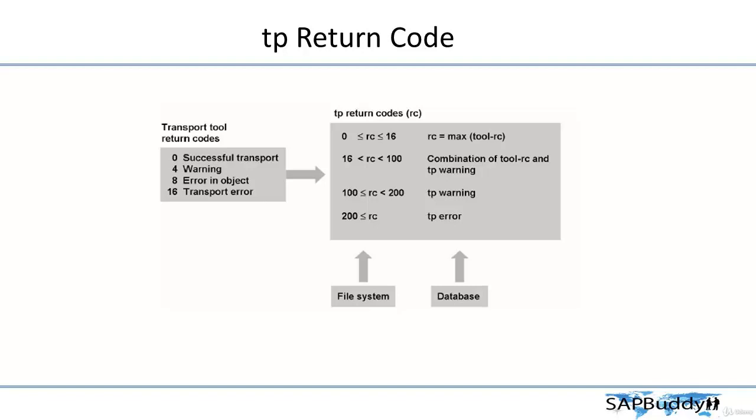Then we have return codes related to TP. We have TP tools, TP warnings and TP errors. These are all given in the file system and the database level. So these are also TP related errors, but mostly the errors which we will get in the TMS will be these transport tool errors.